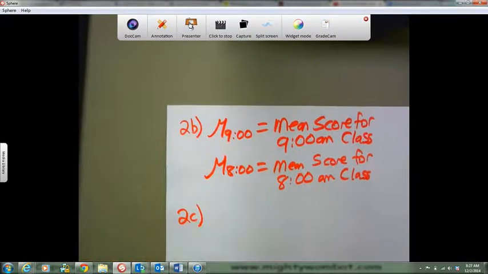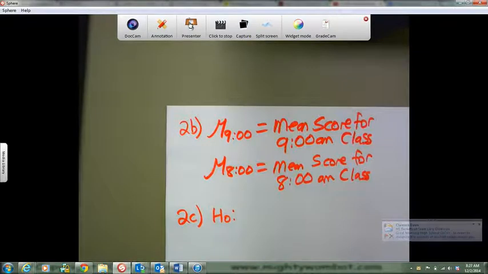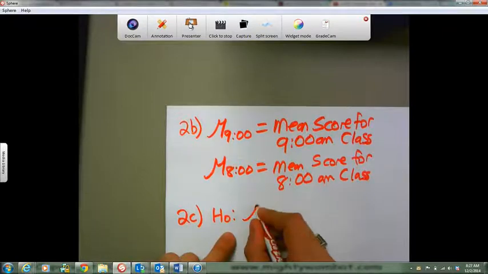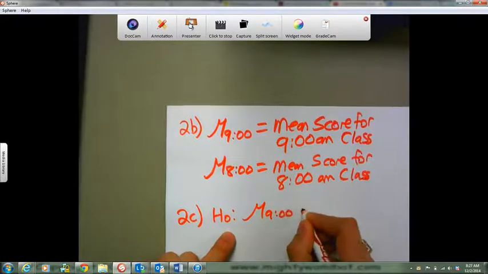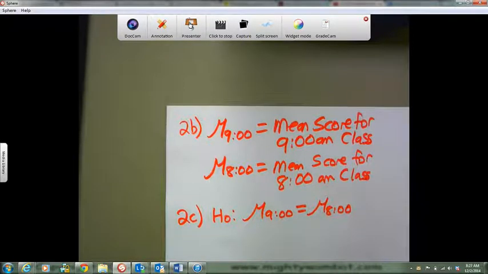The null hypothesis is what? The null hypothesis is that the 8 a.m. class and the 9 a.m. class do equally well. That the 9 a.m. class does equally well to the 8 a.m. class. Right? In other words, we always have the mean as the classes do equally well.